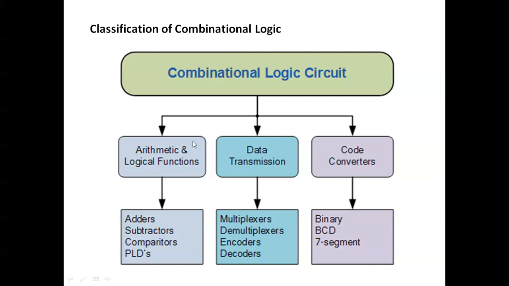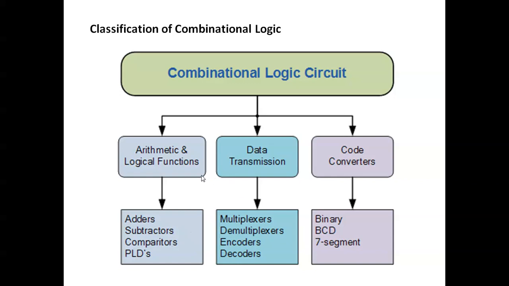There are three categories: arithmetic logic functions, data transmission, and code converters. Under arithmetic logic functions, they split into adders, subtractors, comparators, and programmable logic devices. Adders include the half adder and full adder, and there are the half subtractor and full subtractor. Comparators include the 1 bit, 2 bit and 4 bit comparators, which we will see in later videos.